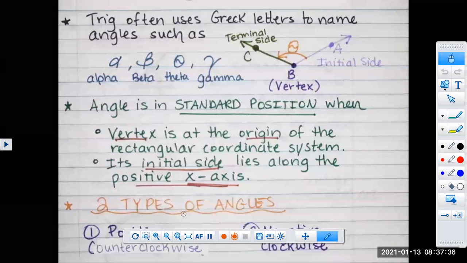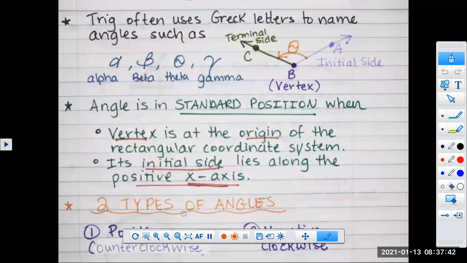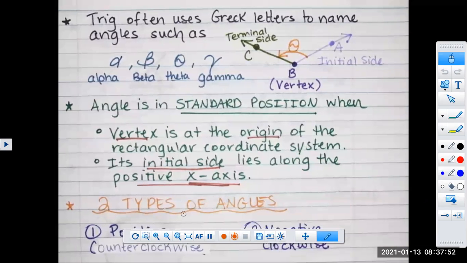All right, so an angle in standard position. We're going to have positive and negative angles today. All the angles that we're going to graph today will be in the coordinate plane. Your vertex is always going to be at the origin, and your initial side is always going to be along the positive x-axis.